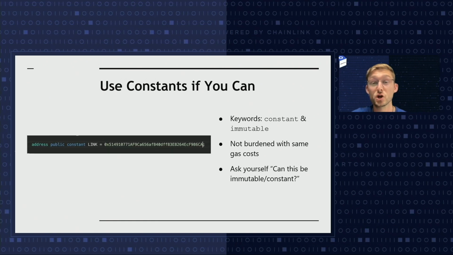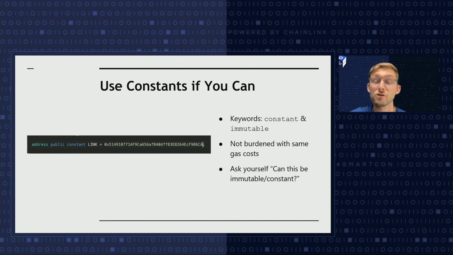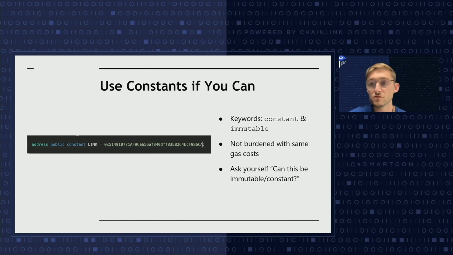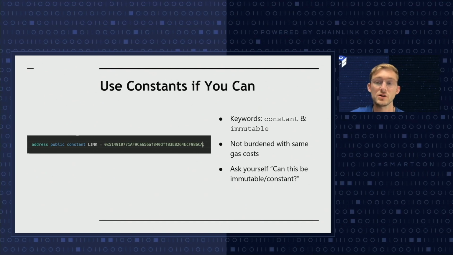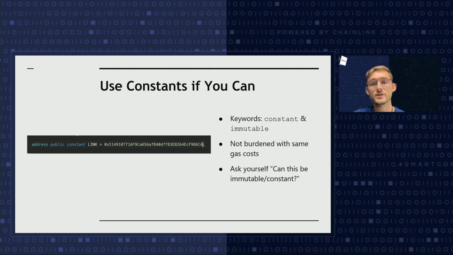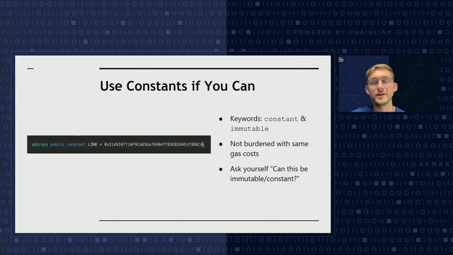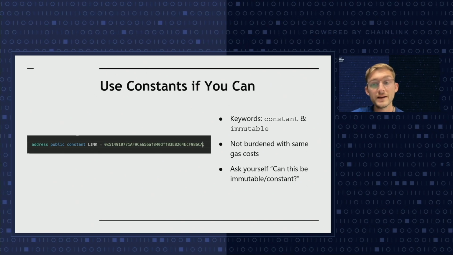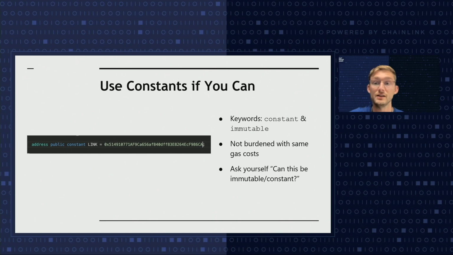Another option is to use constant. A constant value must be hard-coded into the declaration rather than set in the constructor. And neither of these, constant or immutable, are burdened with the same gas costs of storage operations, SSTORE and SLOAD. So when you're writing smart contracts with many storage variables, go through each one and ask yourself, can this be immutable or can this be constant? And where it makes sense to, do it, because the savings can be very large.